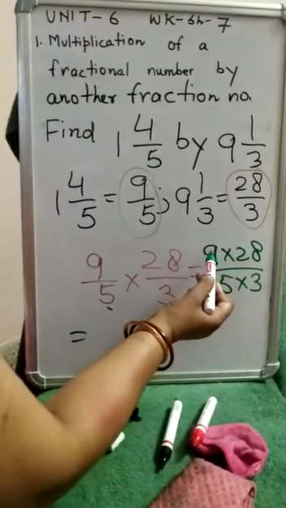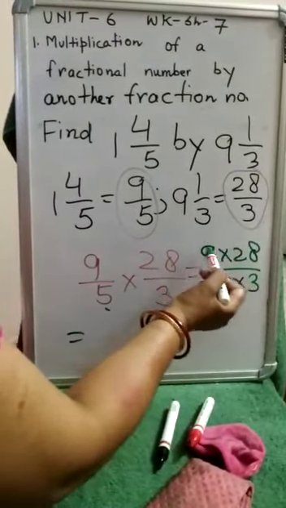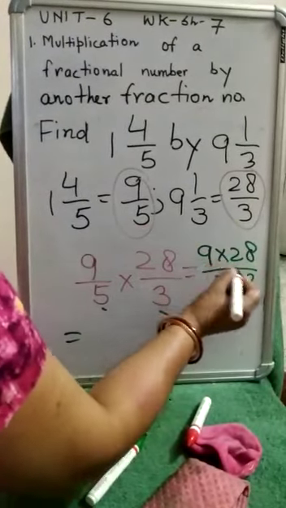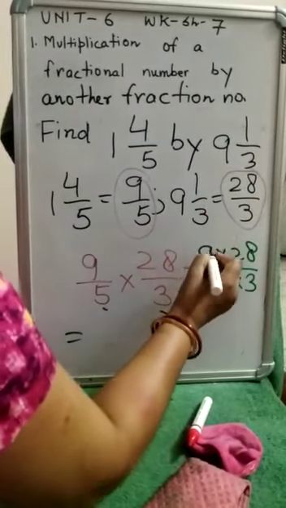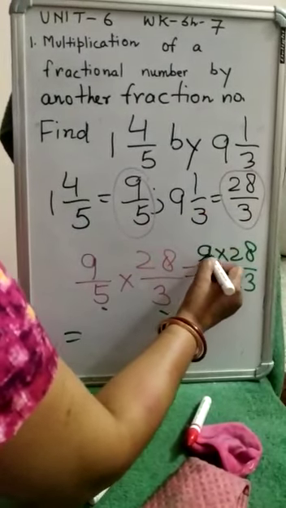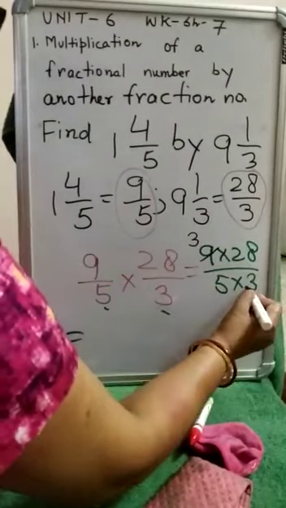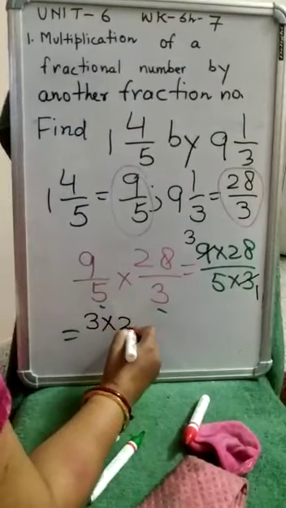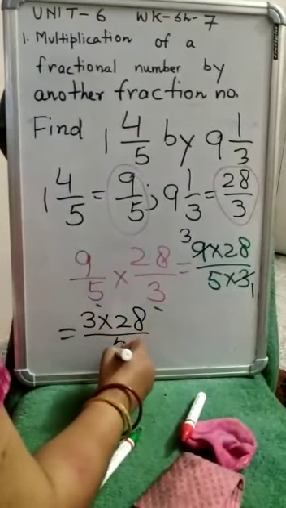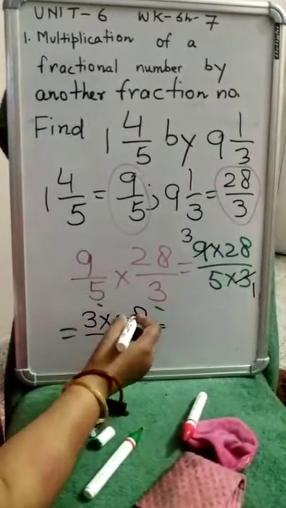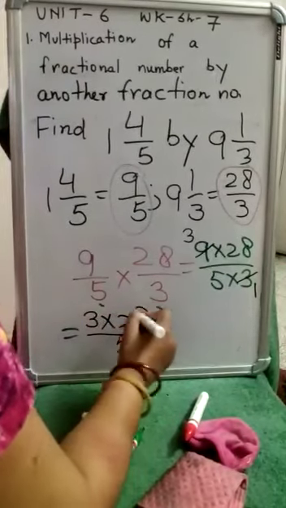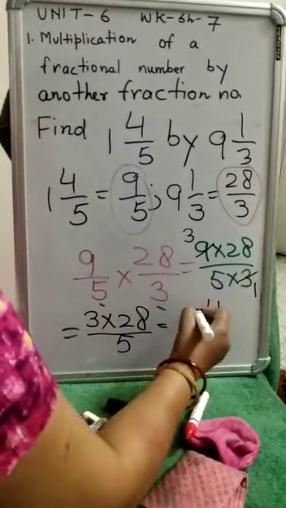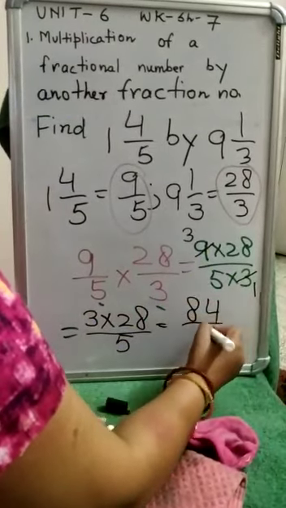here we see that 9 and 3 have the common factor, so they can be reduced into the lowest term. 9 and 3's lowest common factor is 3. So 9 will be divided by 3, it gives 3, and 3 will be divided by 3, it gives 1. Now 3 into 28 by 5. So let's multiply 3 times of 28: 3 eights are 24, 4 and 2 carry over, 3 twos are 6 plus 2 is 8, 84 by 5.